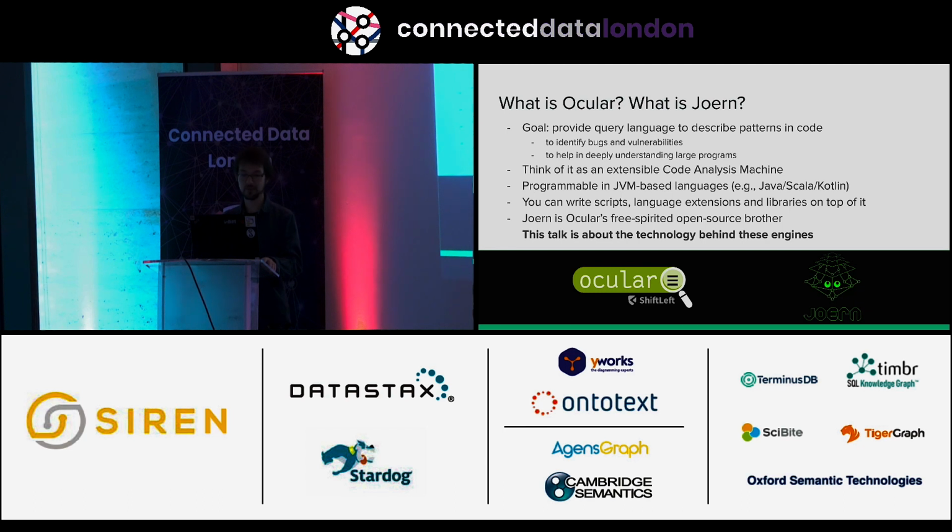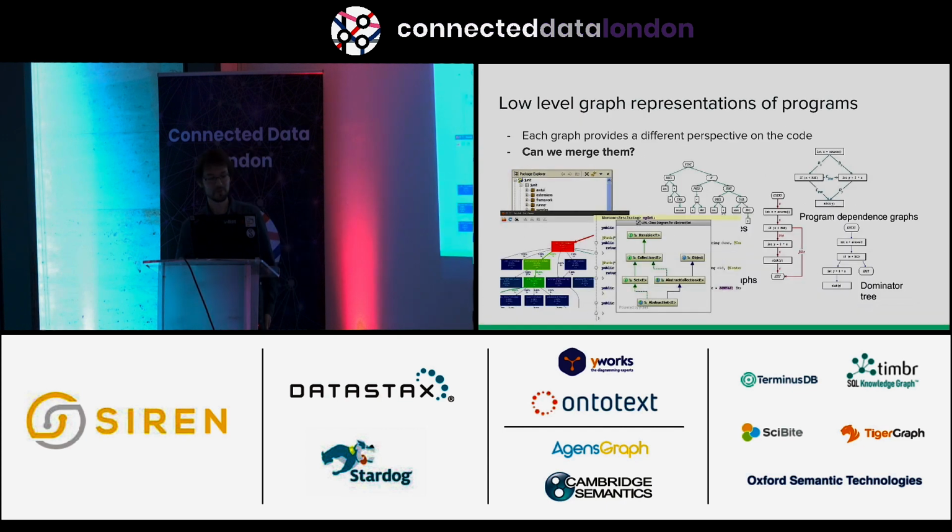Luckily, today there's also an open source version, so you guys can also try that out if you like. So Yarn is actually the free-spirited open source brother, you could say, of Ocular. This talk is not about the products specifically, but more about the underlying technology, about the graphs, essentially. All right. So what does program analysis have to do with graphs at all?